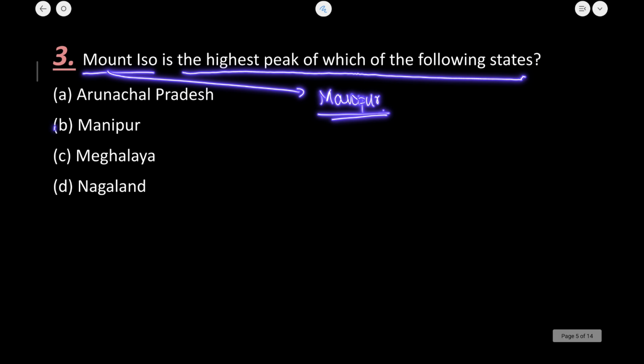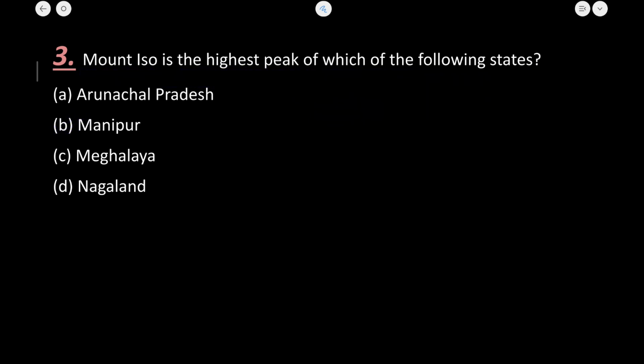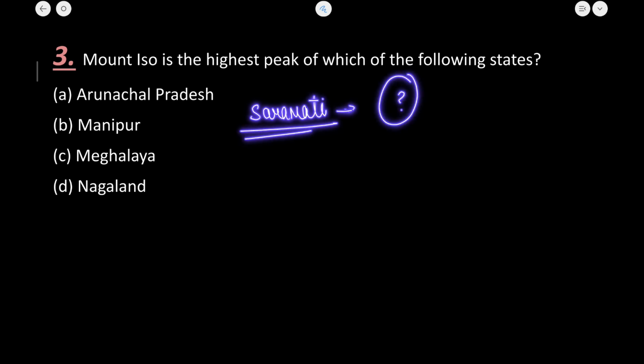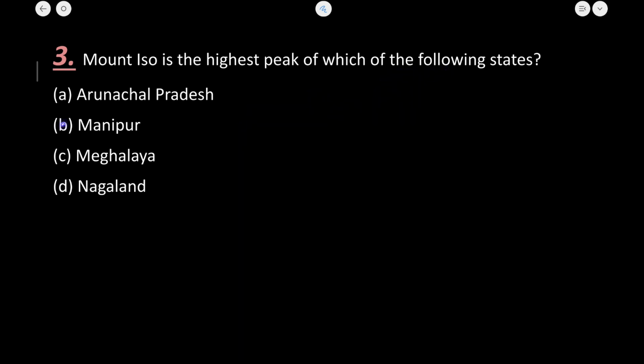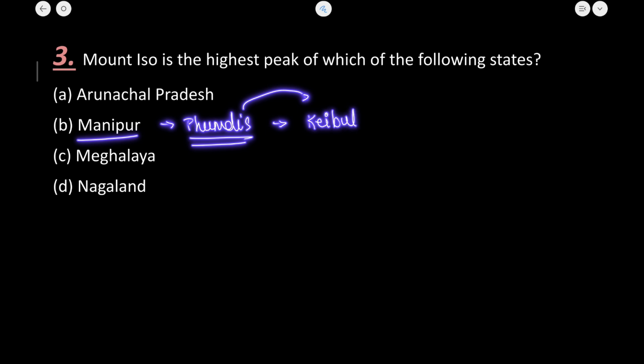Okay, this is in Manipur. If I talk about the Saramati peak, you have to tell me in the comment section which state it is the highest peak of. But Mount Iso is there in Manipur. Manipur is famous for its Phumdis, and a park is associated with these Phumdis which is called Keibul Lamjao Park.